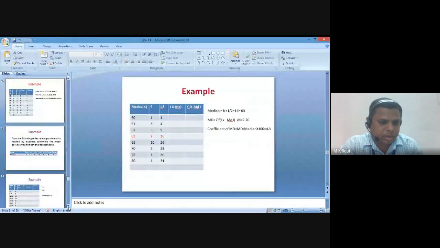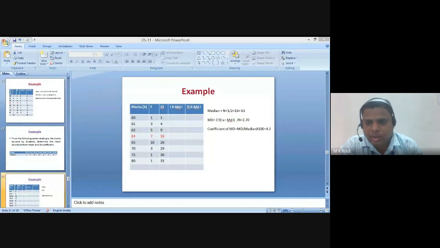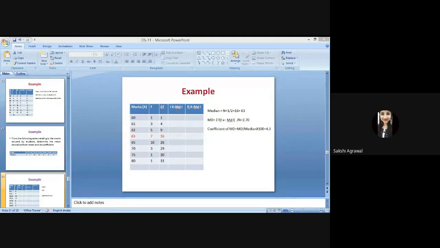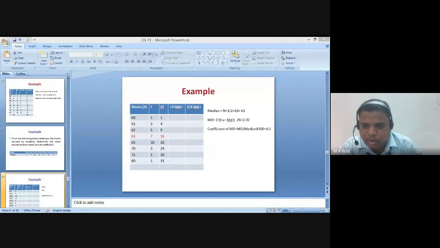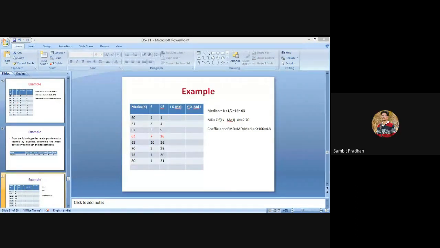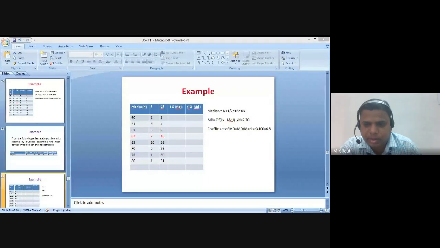Okay. So let's solve the last type of example from both sides. Before solving that example, you just check who have finished. Sakshi Agarwal, have you finished? What is the value of the coefficient of mean deviation? The 4.3. So Ambit Pradhan, what is your answer for mean deviation? 4.3. The next is Rituparna Swai, what is the value for mean deviation?